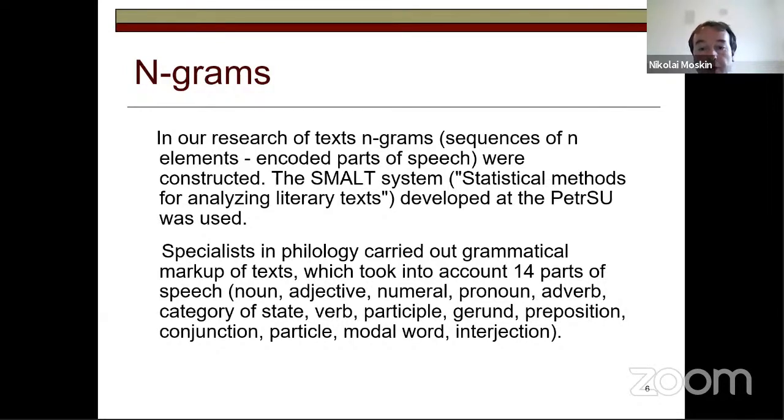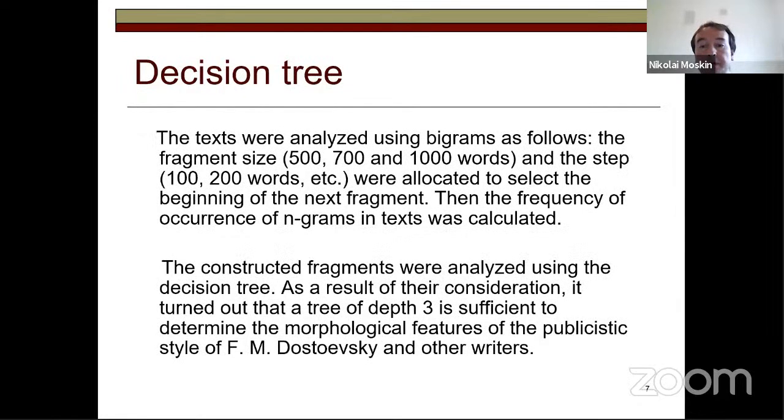Specialists in philology carried out grammatical markup of the text, which took into account 14 parts of speech. You can see these parts of speech: noun, adjective, and so on. The texts were analyzed using bigrams, that is 2-grams. The fragment sizes were 500, 700, and 1000 words, and steps of 100, 200 words, and so on were allocated to select the beginning of the next fragment. You can see that some fragments can overlap.